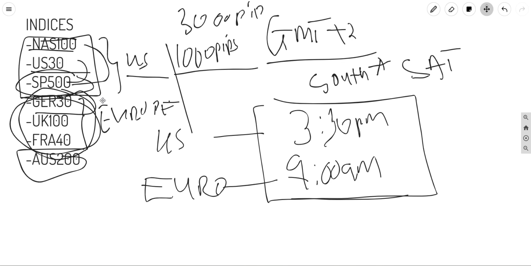I'd love to make a separate video on how you can see how they react and move a certain amount of pips in the market. So the first tip that I gave you is that we have these indices that can be tradable every day, twice a day.